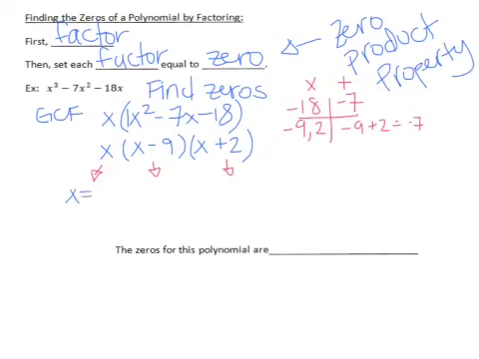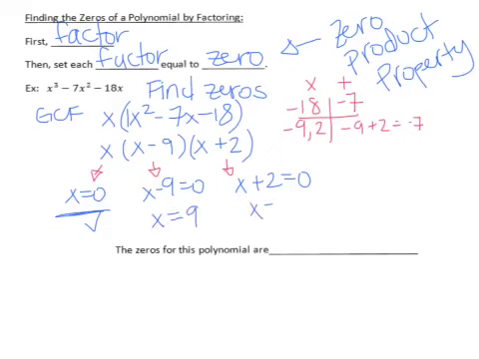So x equals 0, x minus 9 equals 0, x plus 2 equals 0. And I'm going to solve so I can find my zeros. Well, this first one is already solved, so it's done. The middle one, I add 9 to each side, so x equals 9. And the last one, I subtract 2 from each side, so x equals negative 2. So the zeros for this polynomial are 0, 9, and negative 2. And there's my solution set.